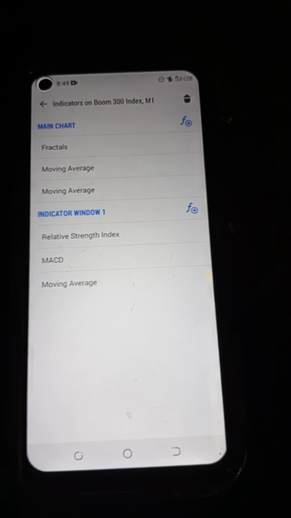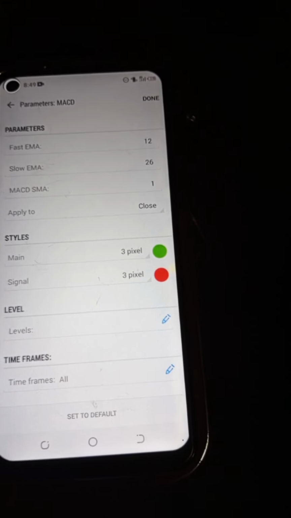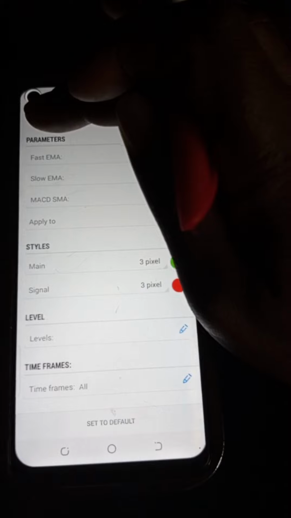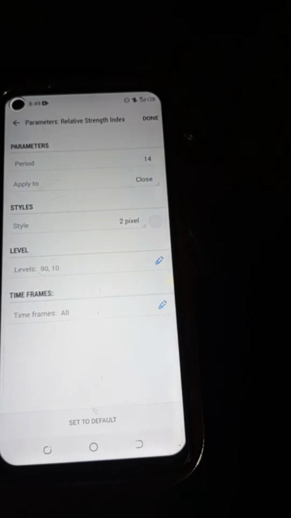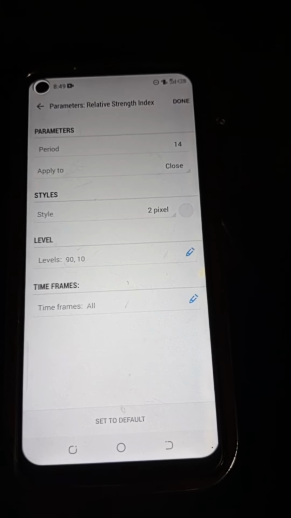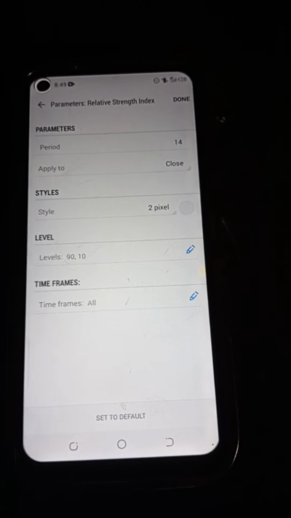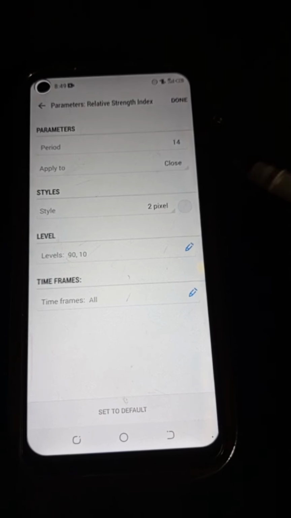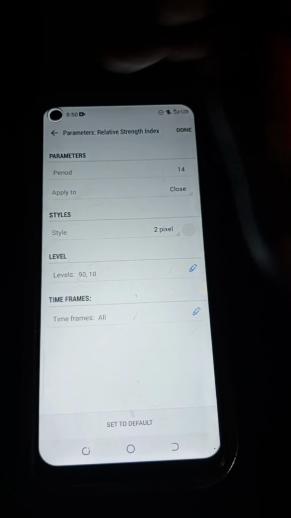So the window 1 indicator, we have our relative strength index 14, guys. Apply to close. Style 2 pixel. You use the color of the background you are using to trade, guys. I'm using white, so I used white. Then you go to your levels. This is your level 90 10. Then style 2 pixel, any color of your choice, guys. You go back, you click your done.